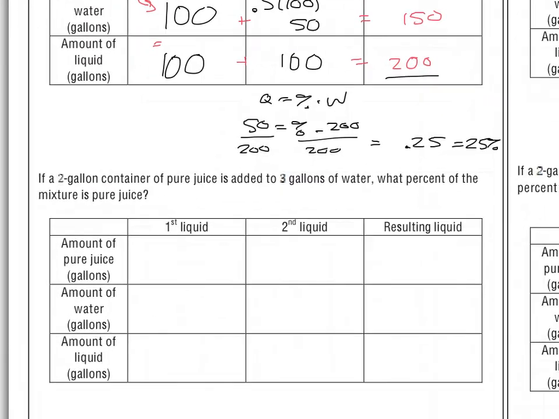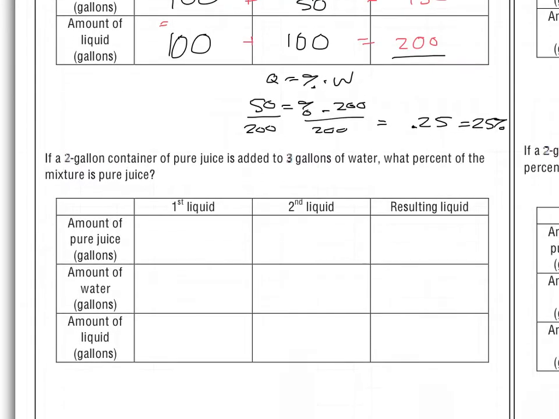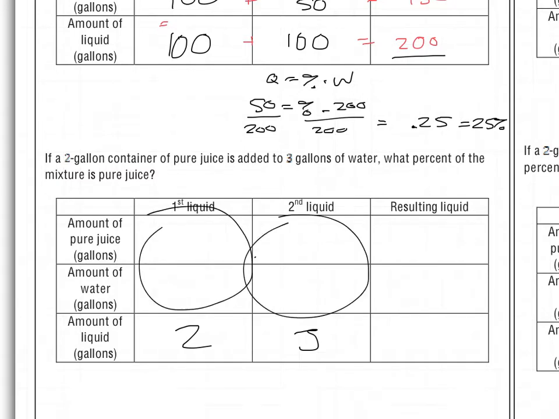Alright, so the next one, it's a little bit more clear, where you have 2 gallons of pure juice, so 2 gallons in our first liquid and 3 gallons of our second liquid. Try and go ahead and fill out the rest of this table on your own, and see if you can't figure everything out. Remember that these are kind of percentage of wholes, and then we can add across to get our resulting liquids.